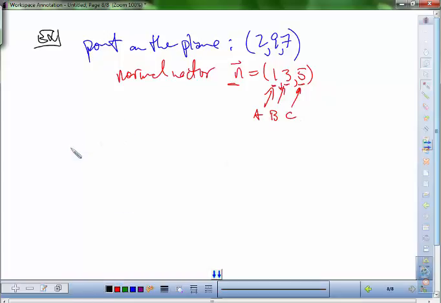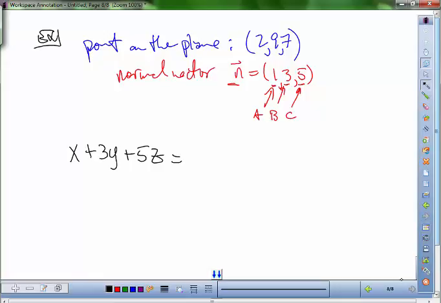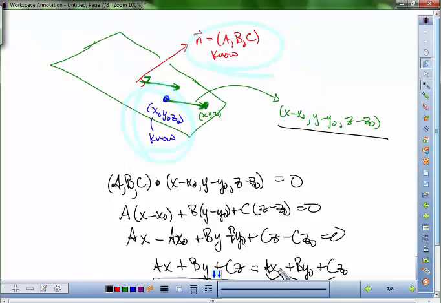So your answer is going to look like 1x plus 3y plus 5z equals. Now we're going to struggle a little bit with D, but it's not really a struggle. It's easy computation. According to our formula that we came up with, Ax naught, By naught, Cz naught. Does that look like something?